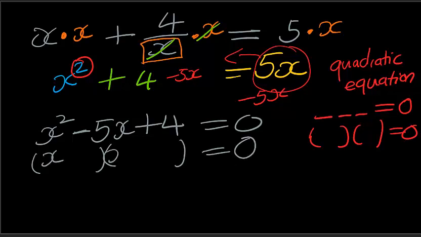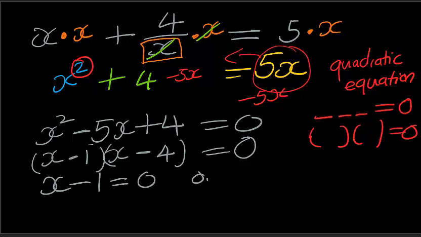I'll have an x and an x. And then the factors of 4 are 1 and 4, 2 and 2. Which of the two give me 5? 1 and 4 give me 5. Minus 1 minus 4 gives me minus 5. At this point, I now know that one of the two brackets, if not both, are equal to 0. So I can make the statement that x minus 1 equals 0 or x minus 4 equals 0.